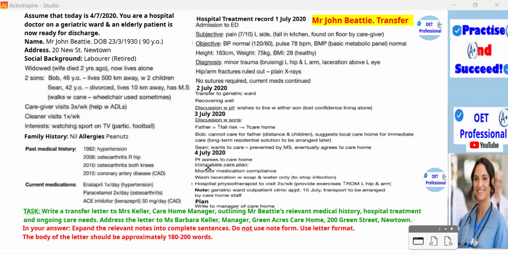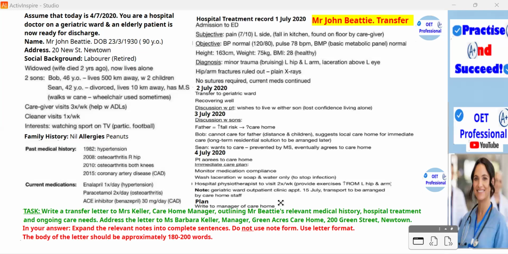Patient agrees to care home. Immediate care plan. Monitor medication compliance. Wash laceration with soap and water only to stop infection. Hospital physiotherapist to visit twice a week and provide exercises to increase range of motion in the left hip and arm. Note: geriatric ward outpatient clinic appointment in 11 days on the 15th of July, transport to be arranged by the care home staff. The plan is to write to the manager of the care home.